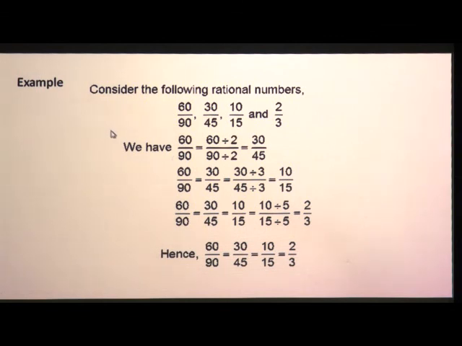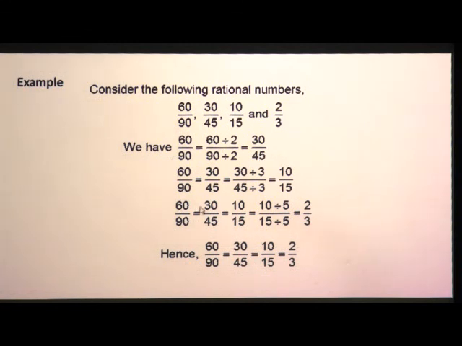Here is one more example. We just learned it by multiplying; this sum we will find by the division method. Consider the following rational numbers: 60 upon 90, 30 upon 45, 10 upon 15 and 2 upon 3. Now, we have to reduce by division. So, 60 upon 90: you know the divisibility rules very well now, so you can apply the divisibility rule and divide. 60 divided by 2 and 90 divided by 2 gives 30 upon 45.